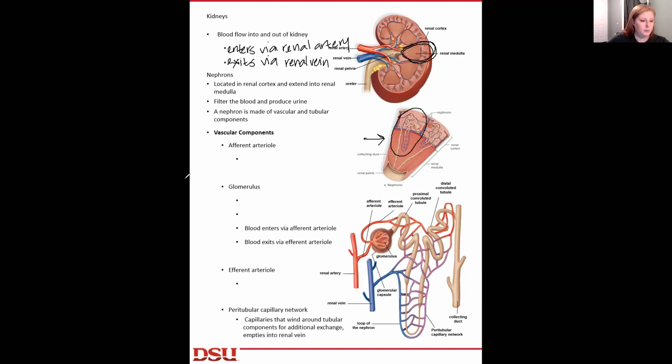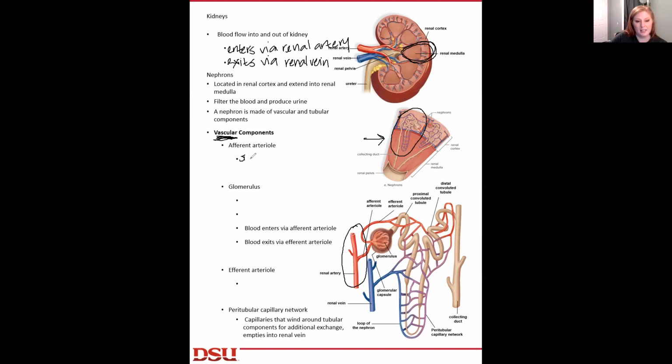All right, so let's look at this. Vascular components, meaning obviously the components that are going to be carrying blood. So we have the afferent arteriole. Let me see if we have, yeah, it's right here. Notice that we have the renal artery, which is bringing blood in, and then that blood is going to pass off through the afferent arteriole. So this is where we have blood coming in.